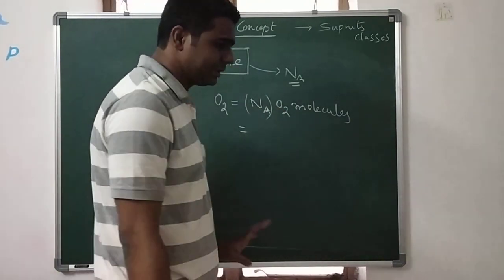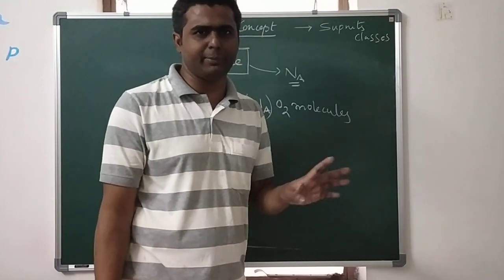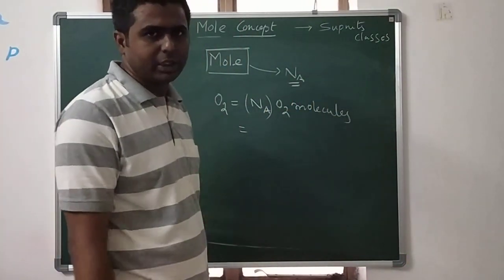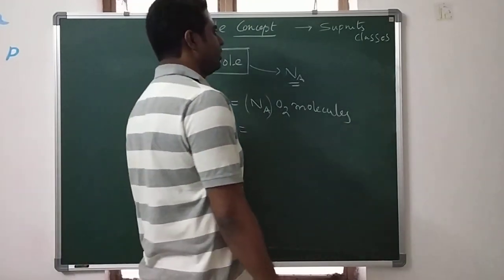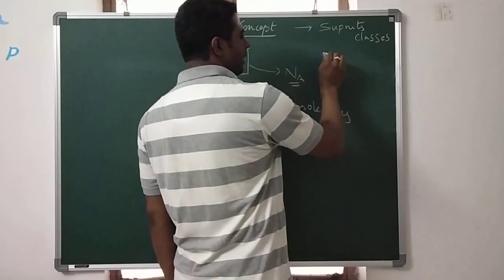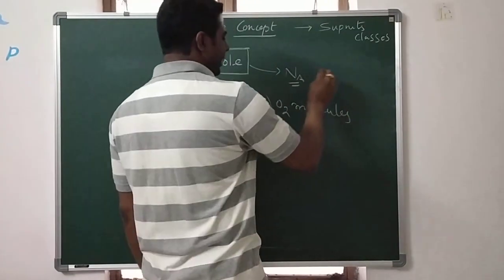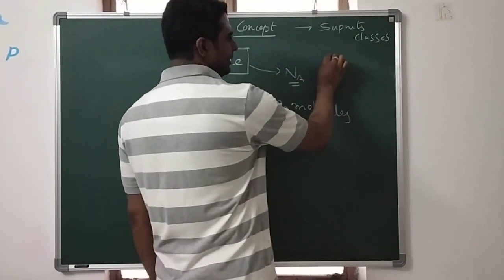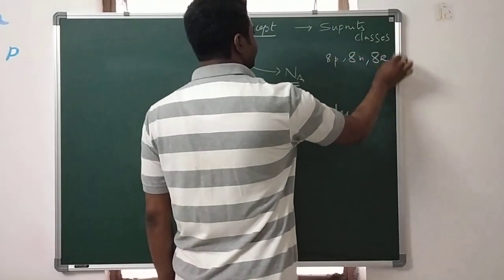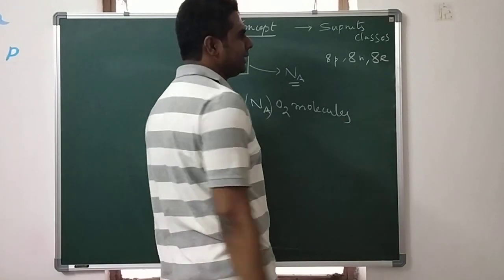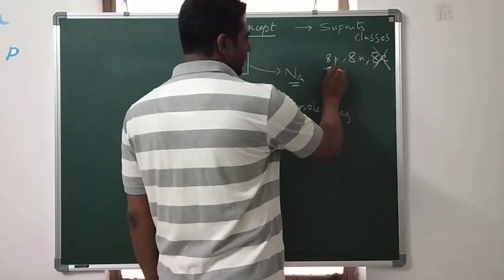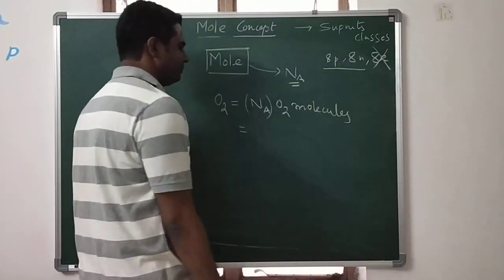You can say directly, sir, it is 32 grams. 16 plus 16, mass number 32, it is 32 grams. Wrong. That is not correct. Absolutely wrong. Understand this. One atom of oxygen has 8 proton, 8 neutron, 8 electron. While you are calculating mass, remember, electron is not required, its mass is negligible. You have to calculate only the mass of proton and neutron.